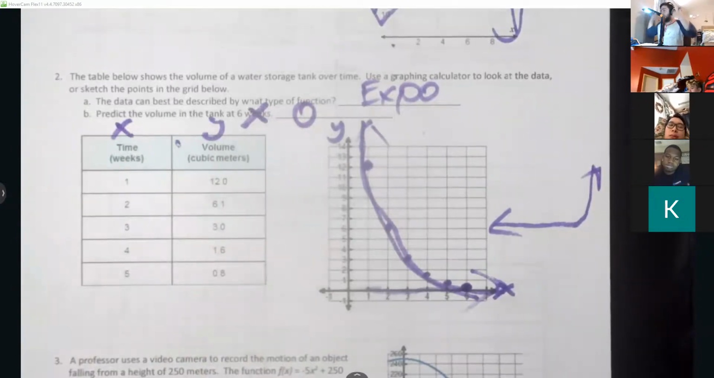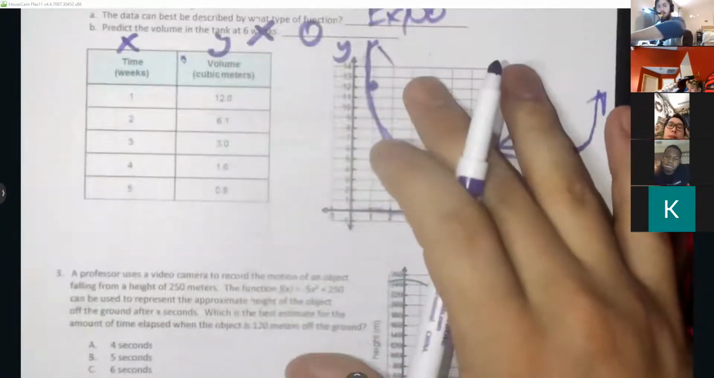So that's another thing you can do. You can think about these logically. It's a situation, so it's got to fit the real world. Okay, all right, let's look at this.